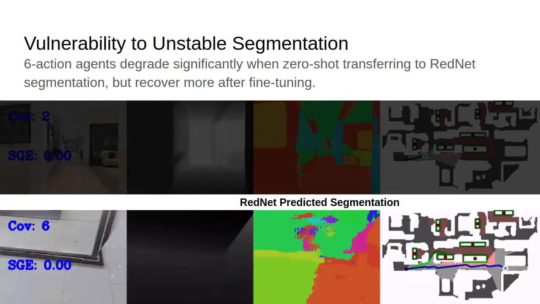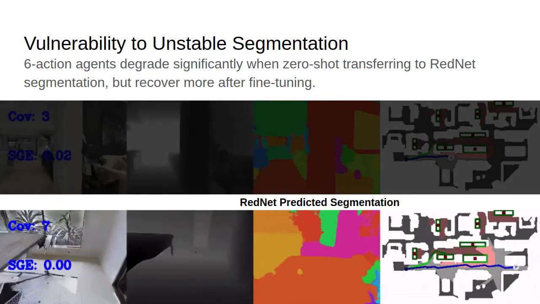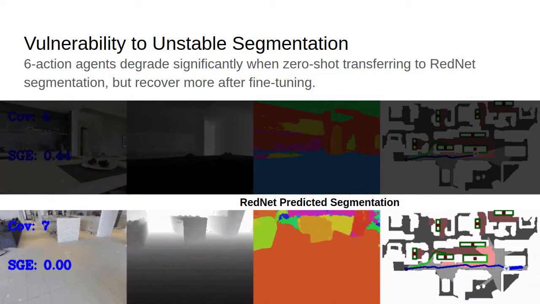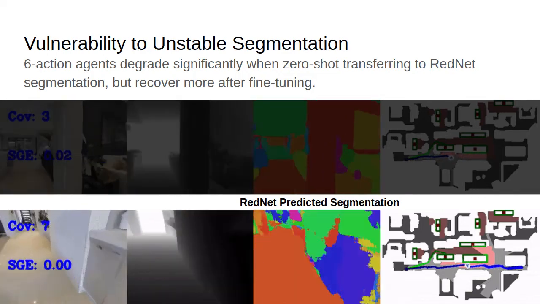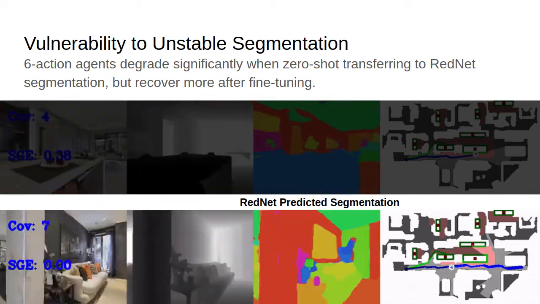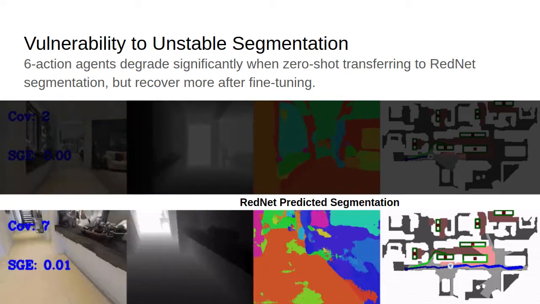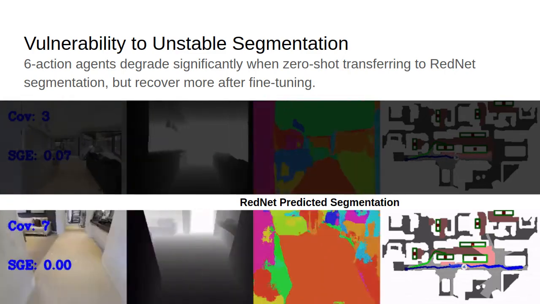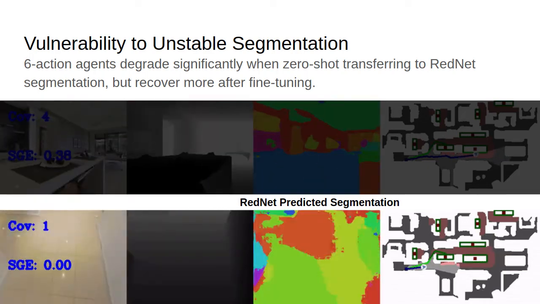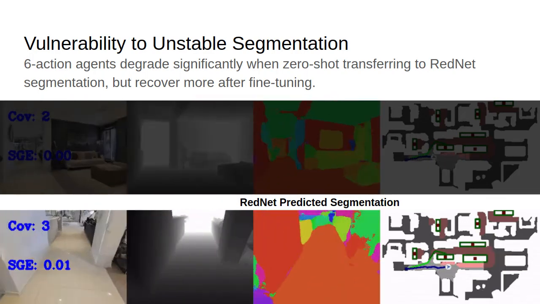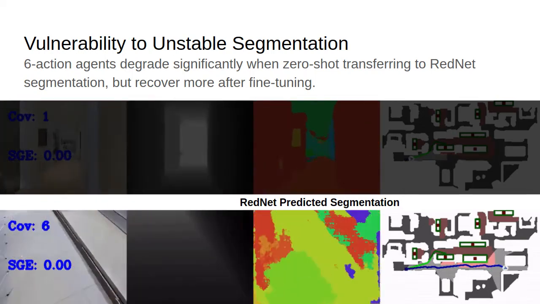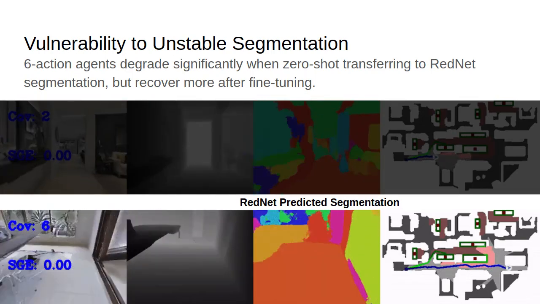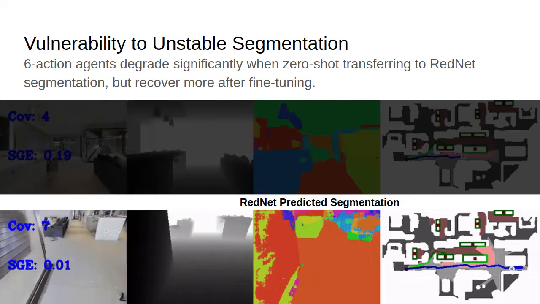Interestingly, when we observe the 6-action agent with RedNet segmentation, it appears much more sensitive than 4-action agents are to the same transition, qualitatively becoming much less consistent and skillful in its movement. Quantitatively, even though 6-action agents are better than 4-action agents with ground truth, 4-action agents beat 6-action agents on RedNet segmentation. However, upon fine-tuning the agent with RedNet segmentation, the 6-action agent again beats the 4-action agent.